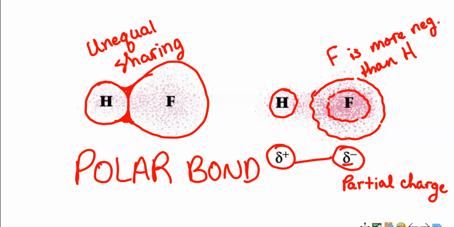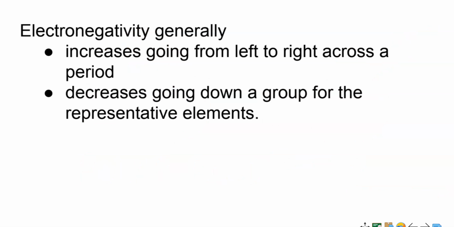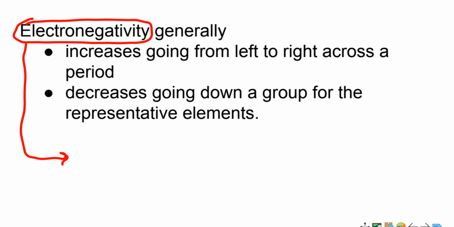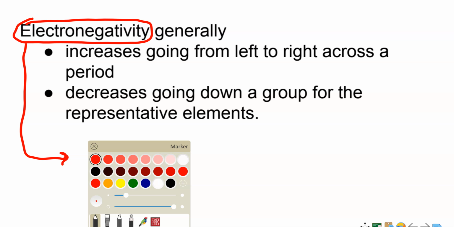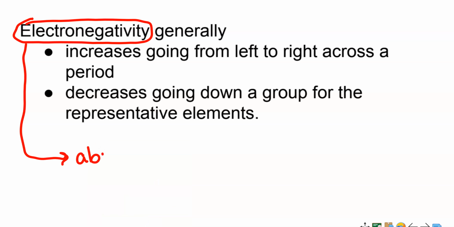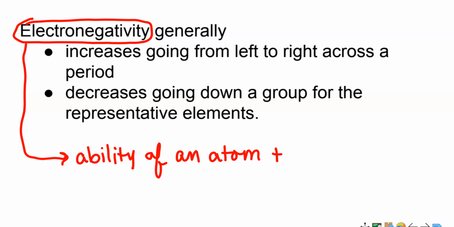Now, this is based on a property called electronegativity, okay? And electronegativity follows a couple of things. First off, we need to describe what electronegativity is. Electronegativity is the ability of an atom to attract shared electrons.